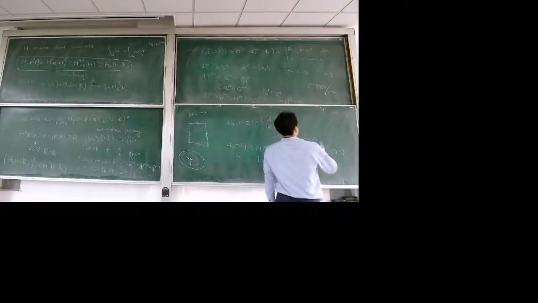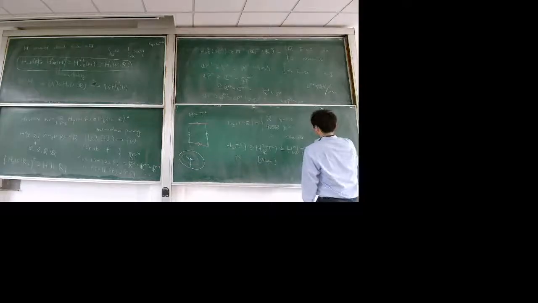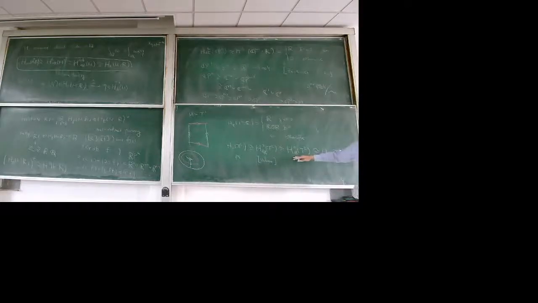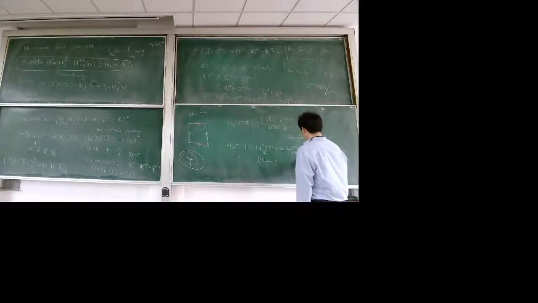As you can easily see, the point corresponds to the constant function. H0 is just the constant function. H2 of T2 is what? The top homology of T2 is generated by the fundamental class, T2 itself.